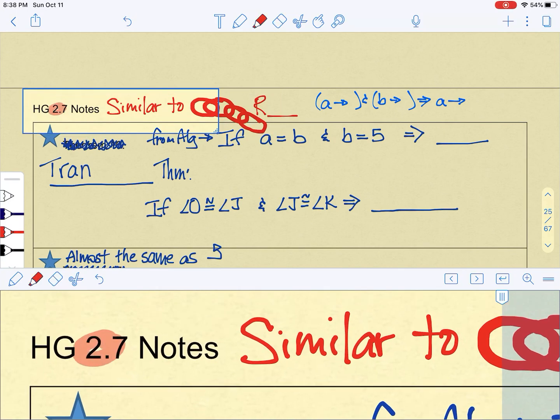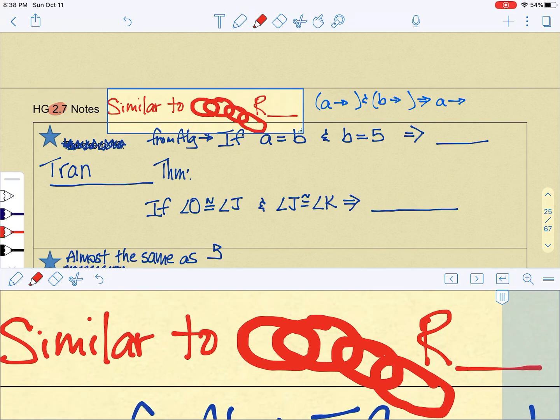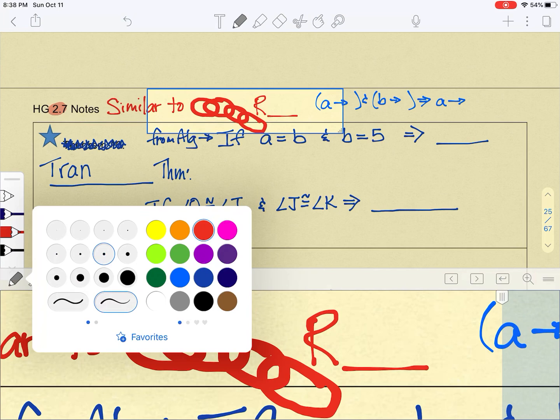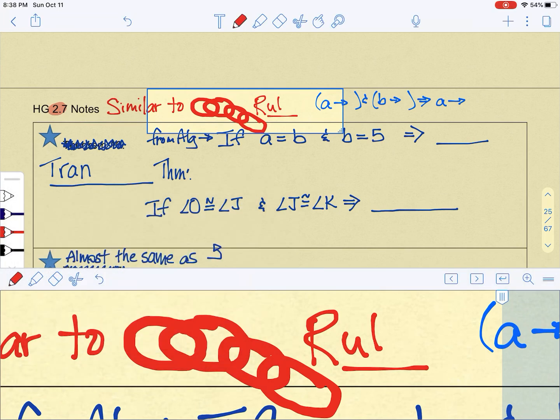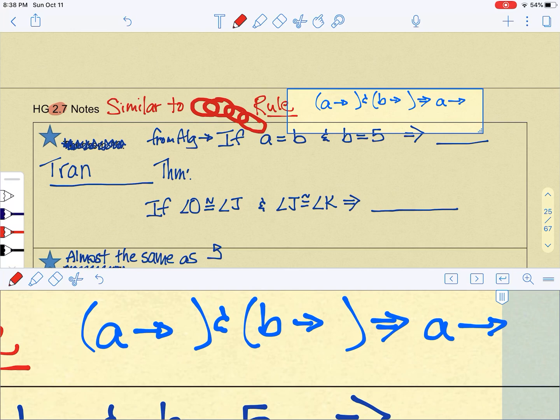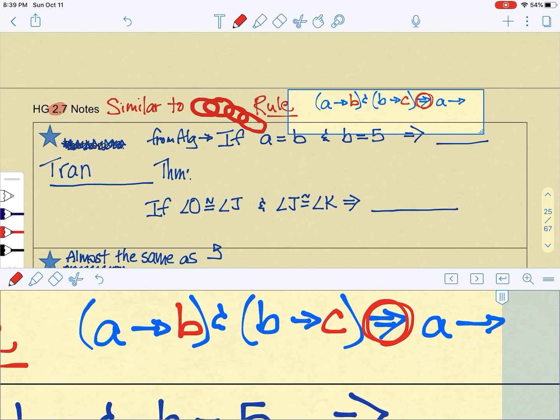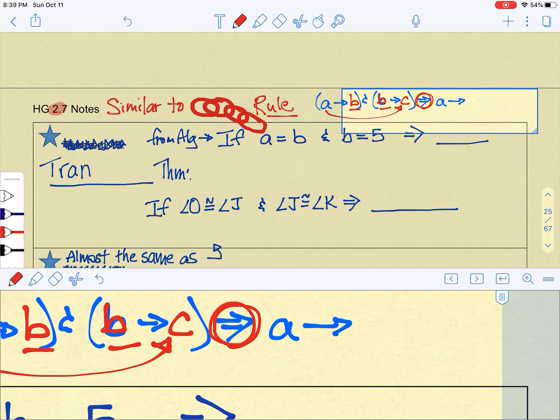All right, here we go. 2-7. This is similar to the chain rule. We studied this a while back. Hopefully you still remember what that chain rule said. If A, therefore B, and if B, therefore C, then you can start at the beginning and end at the bottom, because these two B's, which end and start a conditional, can be collapsed. So we have A, therefore C.